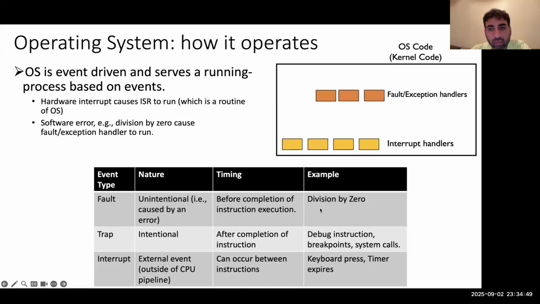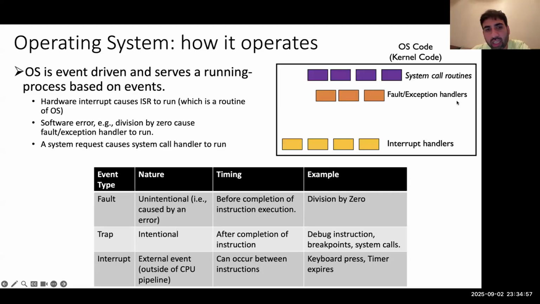If a software error, for example division by 0, happens, then a fault or exception will be raised, and a fault or exception handler will be run by the OS to take care of that fault. Similarly, a system request causes a system call handler to run. For example, if your program is making a system call, then your system call routines, which are also a component of the OS code, will be invoked to take care of that system call.